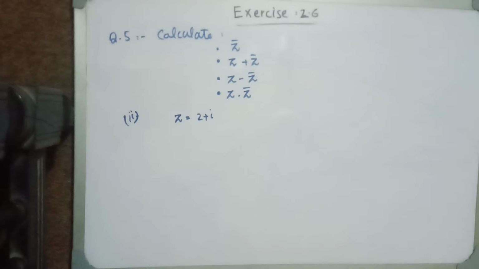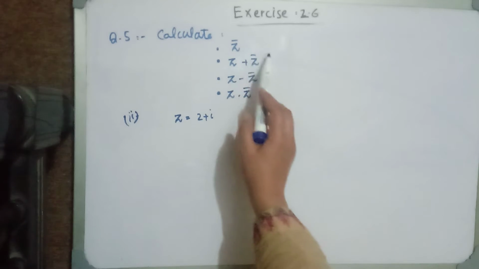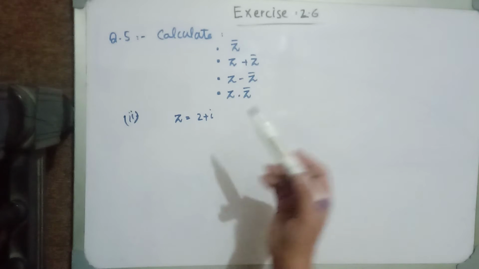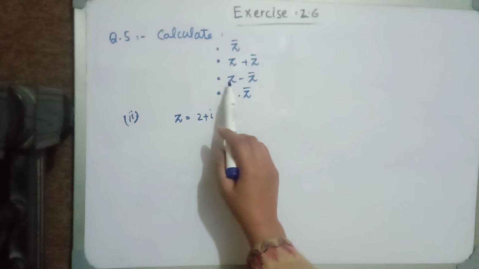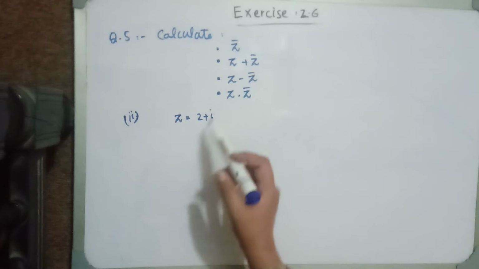Students, we are starting exercise 2.6 and question number 5. Question number 5 states that calculate z bar, z plus z bar, where z bar is basically the conjugate of a complex number, right? Then z minus z conjugate, and z into z conjugate.